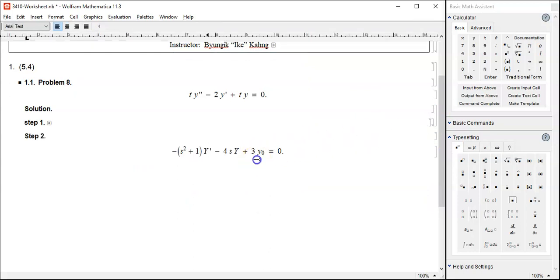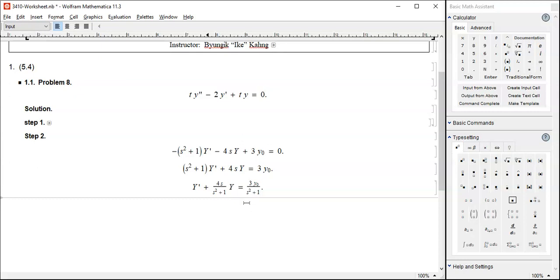Step 2, let's work this one out. Let's flip this 3y0 to the other side. Too many negatives, so let's change all those signs to positive by multiplying negative 1 to each term. Okay, and then one more step. Divide everything by this s squared plus 1. This is what I'm going to get, s squared plus 1, the coefficient function, and over here s squared plus 1.